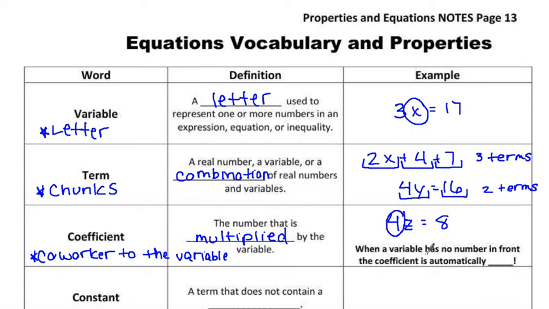Now it says when a variable has no number in front, the coefficient is automatically 1. So like that would be this example, x equals 7. Really this would be like a 1x. But in all reality, I have an x already written. I have 1x written there. So do I really need to write the 1? Not really. But if you're ever looking for how many x's are there, you slide in the 1 as the placeholder.